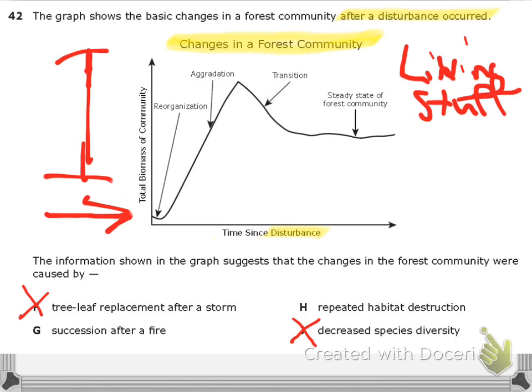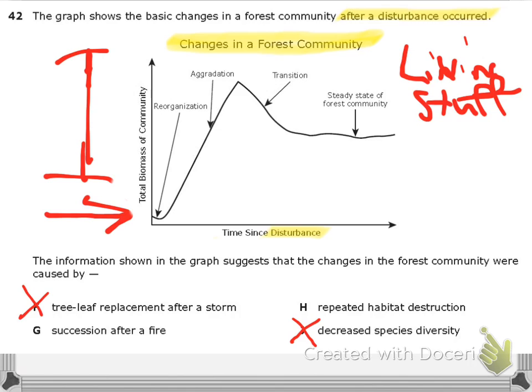We have G and we have H. One is repeated habitat destruction, and one is succession after a fire. So the information shown in the graph suggests that changes in the forest community were caused by, well, if they were caused by repeated habitat destruction, it's not going to be this drastic, right? Something drastic happened. If it's repeated, then the forest community, if it keeps coming back, is going to adapt to that, right? Whereas succession after a fire means bouncing back after there's a huge forest fire.